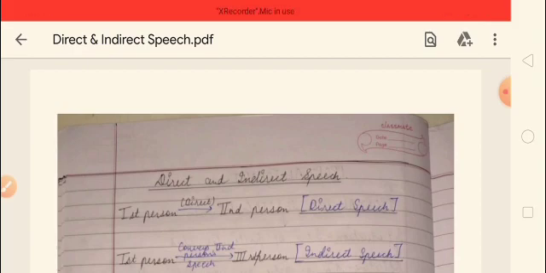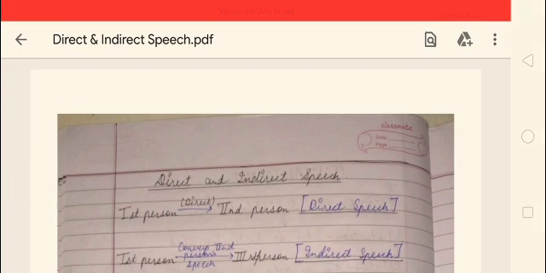Today we are going to discuss the chapter Direct and Indirect Speech. In this chapter we will discuss the structures and various rules for the transformation of direct into indirect speech and vice versa. So, first of all, what is direct speech?